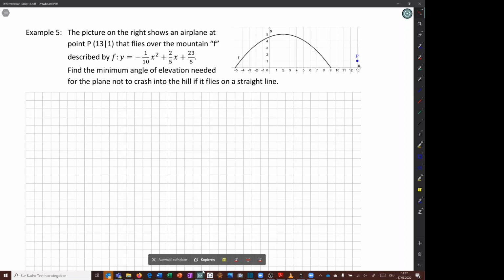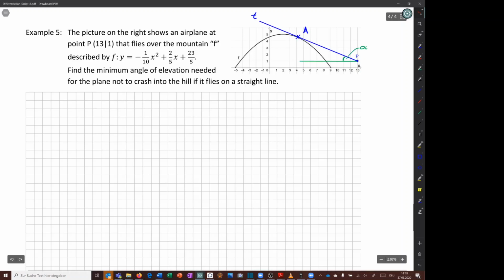Here in example 5, we have symbolized a mountain. Here we have an airplane, and the airplane is flying in a straight line above the mountain, and the question is, what is the minimum angle of elevation needed so that the airplane does not crash into the mountain? So what we're actually looking for is the tangent from this point P to this curve f, and then once we have the tangent, we need to find this elevation angle alpha.